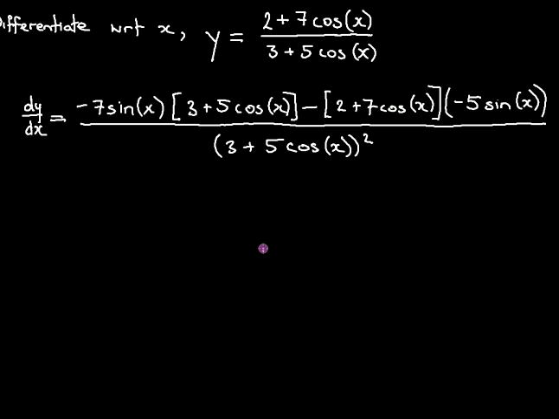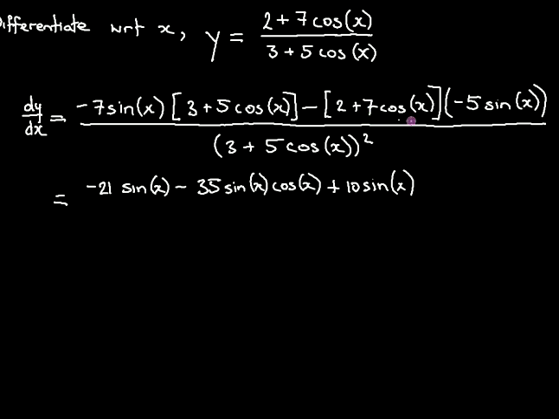So what are we going to do with it? Well, we're going to simplify this a little bit. How? Bottom line, not a lot we can do, but we can expand out the top line, and what do we get? We get negative 21 sin x from this part here, minus 35, 7 times 5, sin x cos x. Then this negative here and this negative here are going to join together and become a positive, so I'm going to get plus 5 times 2, 10 sin x, 7 times 5, plus 35 cos x sin x.